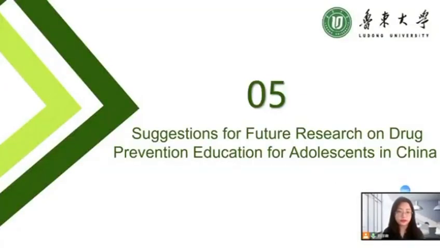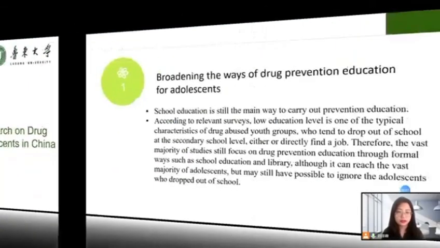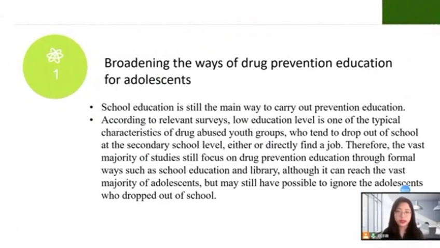The final part of our research is some suggestions for the future research. Firstly, we hope to broaden the ways of drug prevention education for adolescents, because we found school education is still the main way to carry out preventive education. But we all know the low education level is one of the typical characteristics of drug-abused youth groups. Although the formal ways such as school education and libraries can reach the vast majority of adolescents, they may still ignore the adolescents who dropped out of school.